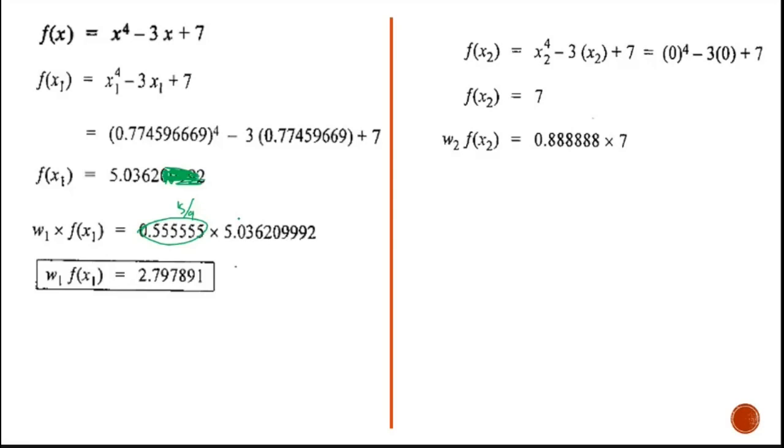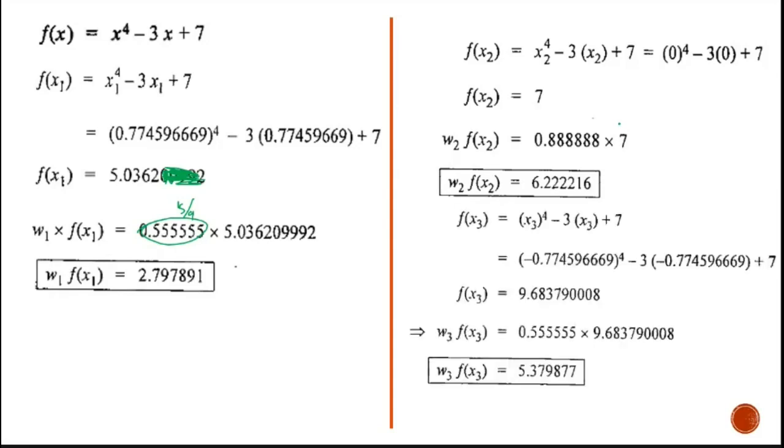Okay, similarly I will go for x2. According to these 3 points, x2 is 0. So if you apply x2 as 0, you will get 7. So if you put w2 f(x2), you will get another value. Okay, so you will get another value. Similarly, when you go for x3, it is minus root 3 by 5. Okay, the minus sign will come. Based on that you will get another value.